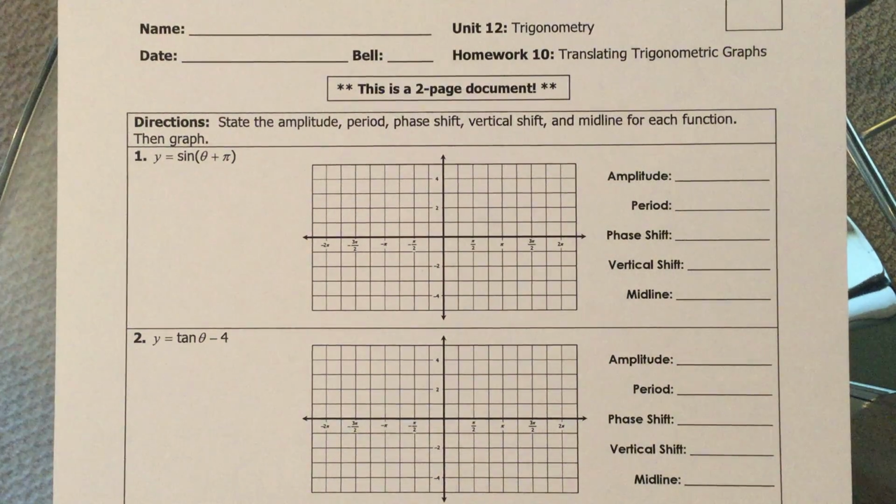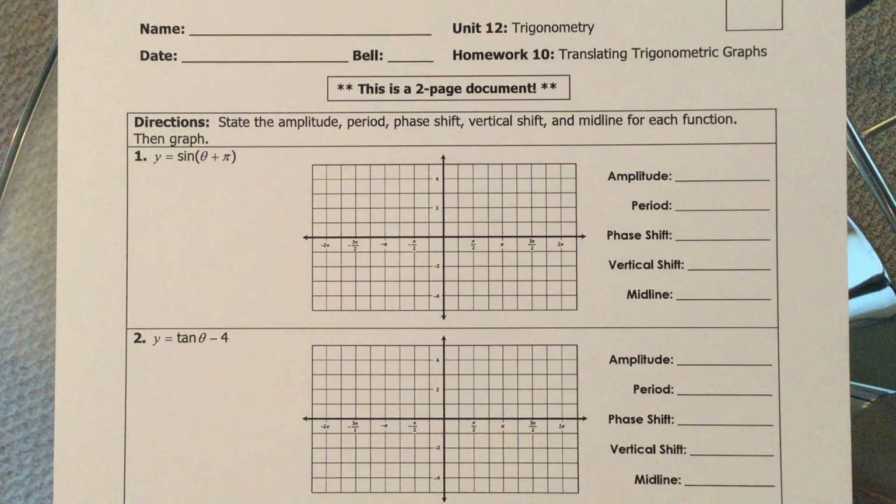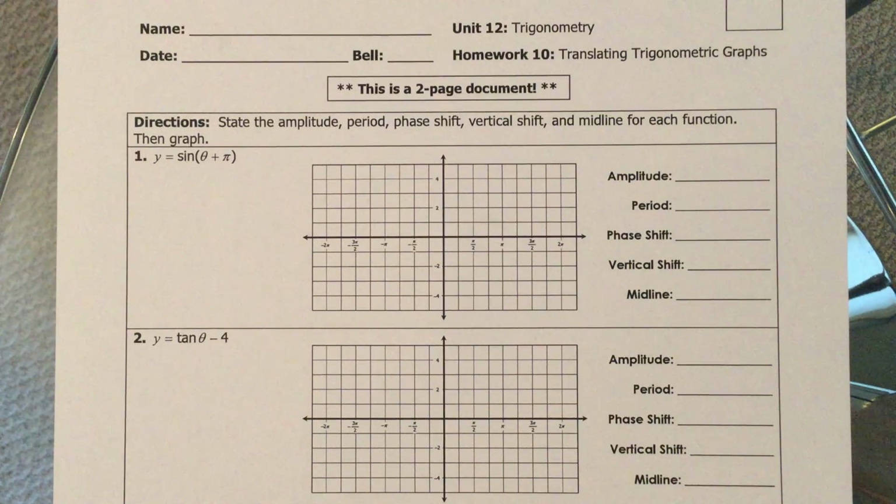All right, homework 10 is translating trig graphs. So this time we still have the period and amplitude to talk about, but we also could have a phase shift or a vertical shift, and then that would shift a midline as well. So we're going to do the first two. I want to make sure we do a sine, cosine, and tangent graph. I also want to make sure we end up talking about every single one of these features during this little video.